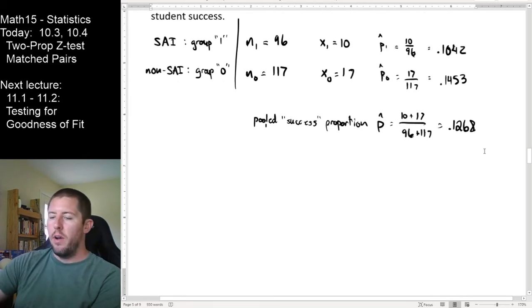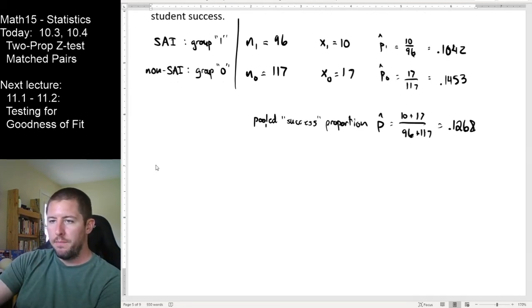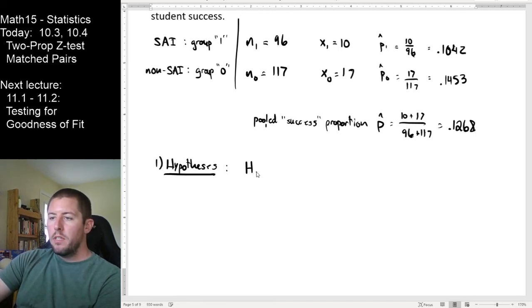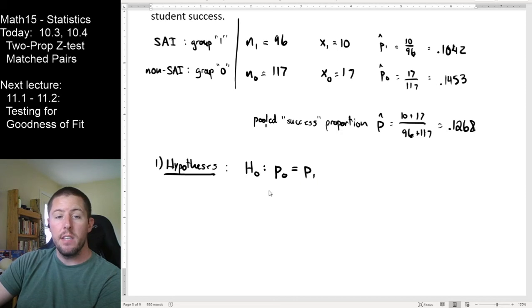So now let's go ahead and set up our hypothesis test. Our null hypothesis, always our statement of no change or of no difference, is going to say that the proportion of students that are failing their class without SAI is the same as the proportion of students that are failing their class with SAI.